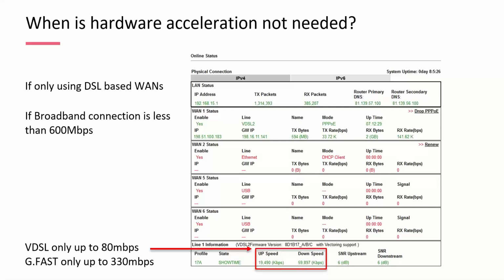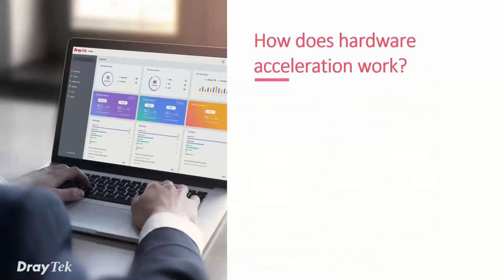For example, I've got a screenshot here of the VDSL connection speed. This has got a 60 megabits per second connection, but VDSL only goes up to 80 and GFast only up to around 330. Also, if the broadband connection is less than 600 meg, if it's FTTP, as I've shown, the router, the 2865 for example, can do up to 600 meg itself without hardware acceleration.